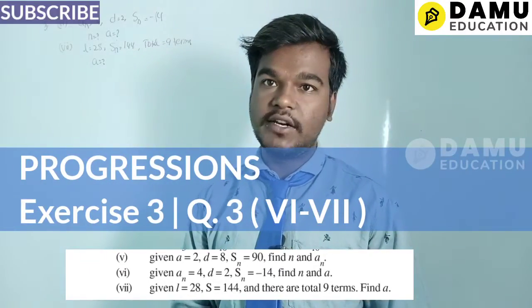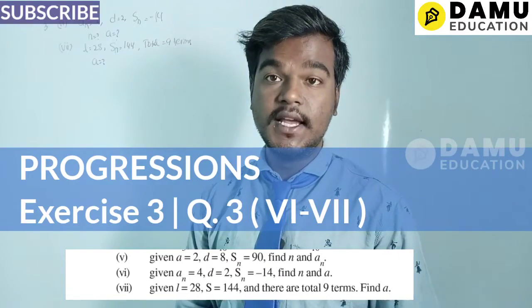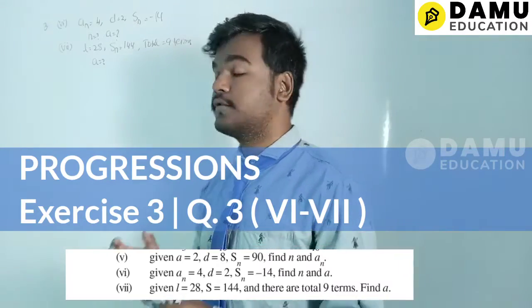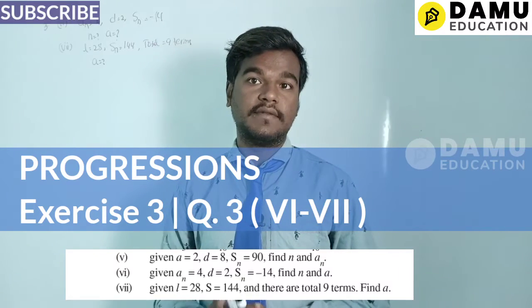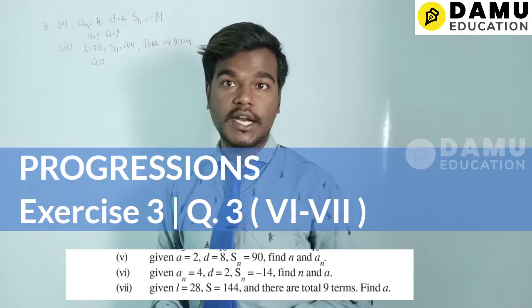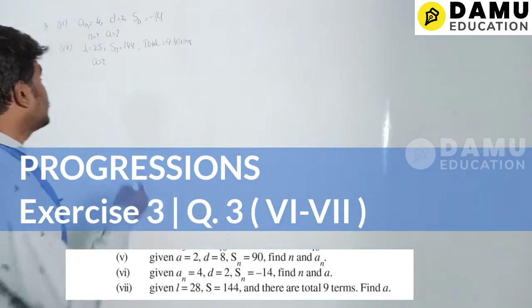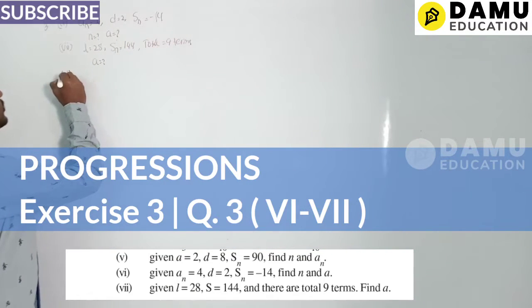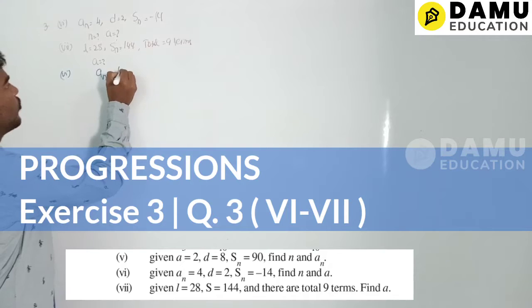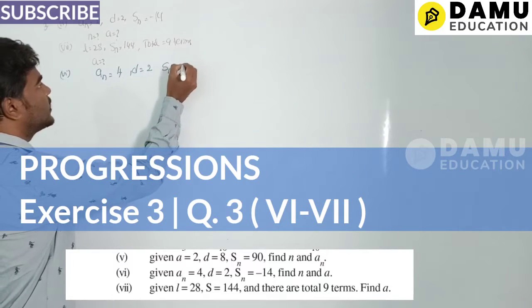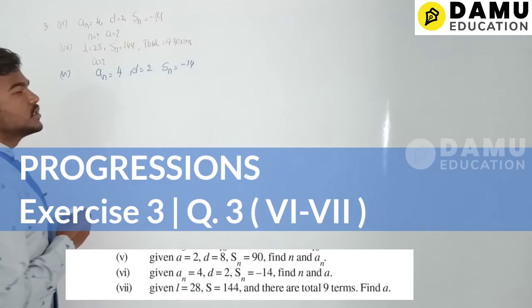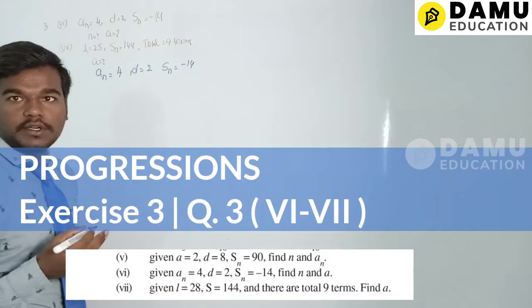So in this module, we are going to continue our third question. Sixth and seventh questions. So what is the sixth question? What are they given? What do we have to find? So let's continue. The nth term is given, that is 4, the common difference is 2, and Sn, the sum of n terms, is given, that is minus 14. So we have to find what n is and what a is.